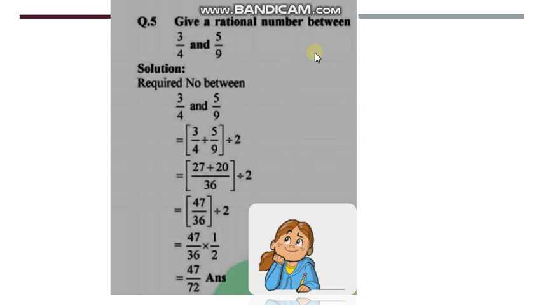Question number 5. We have two rational numbers, 3 over 5 and 5 over 9. We are going to give a rational number between these two. So for finding the central rational number in between, we will just add these two rational numbers and divide by 2. It's so simple. You can complete this procedure with your calculator. So the answer is 47 over 72.